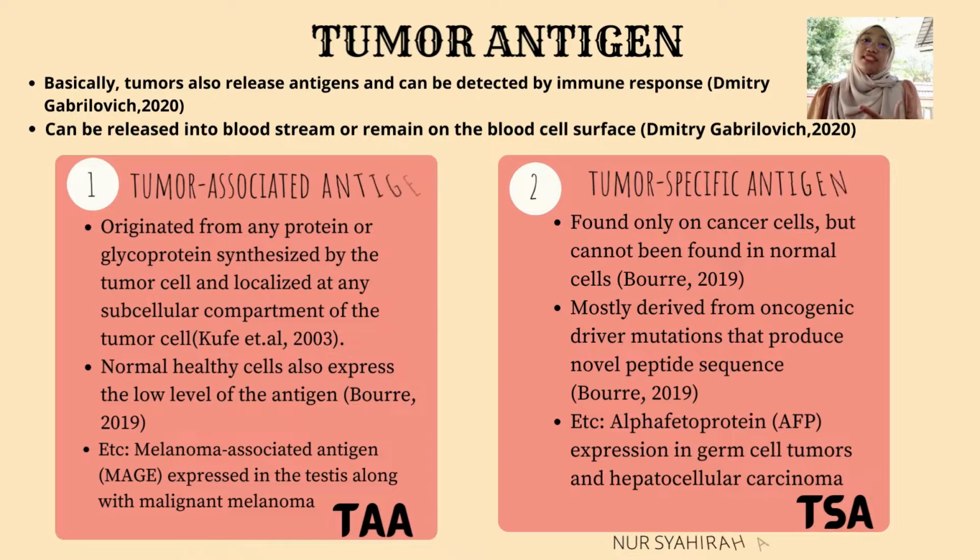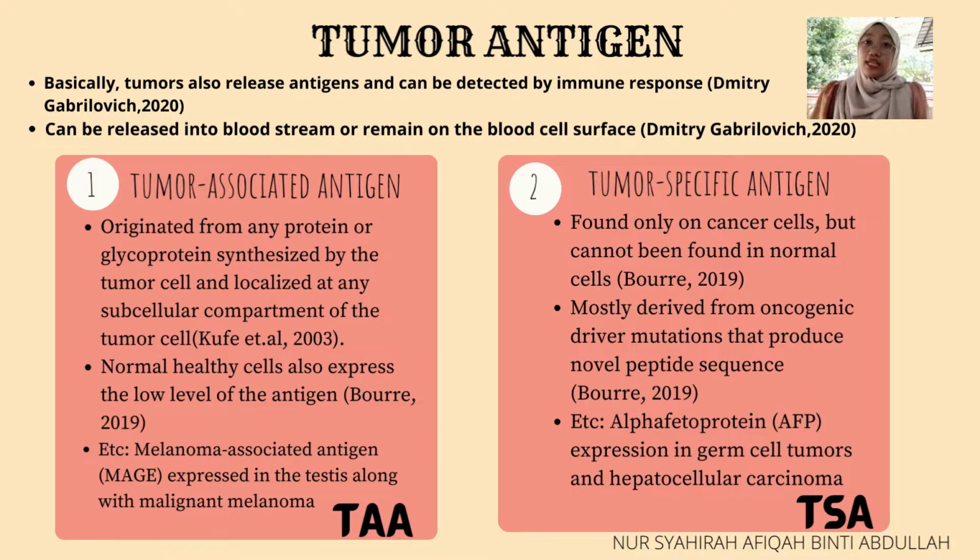As an introduction, as you know, tumors also release antigens that can be detected by the immune response. This is known as a tumor antigen. The antigen can be released either into the bloodstream or remain on the cell surface. It can be classified into two types, which are tumor-associated antigen (TAA) and tumor-specific antigen (TSA).